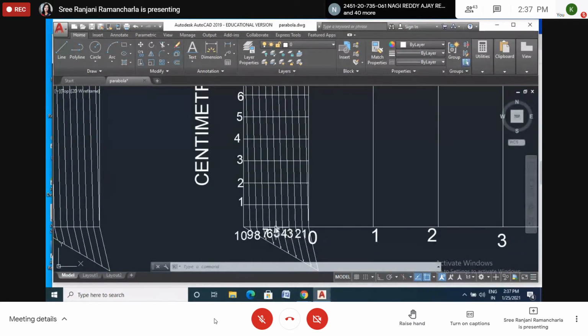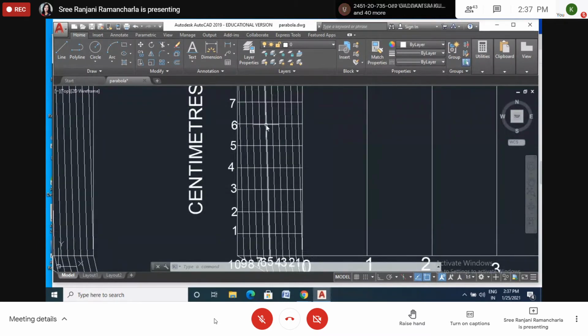Along the 5, please see here, along the line 5, this line. So this is 6. When you are coming from bottom to 6, already 6 divisions were increased. There are 6 divisions here, so till this point 6 centimeters already added. So here we have to take.